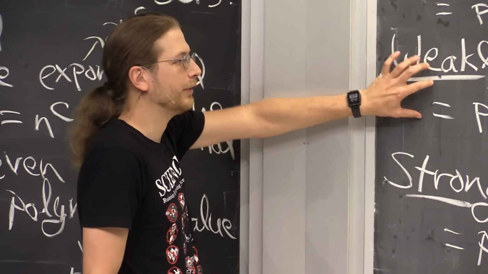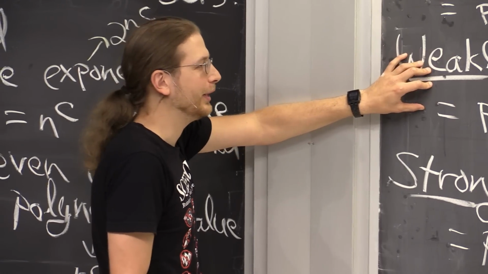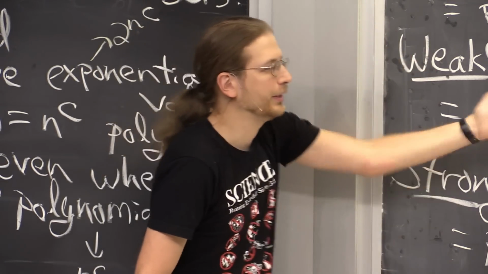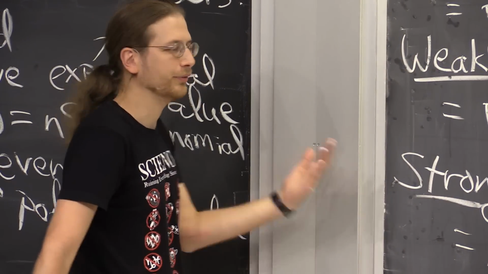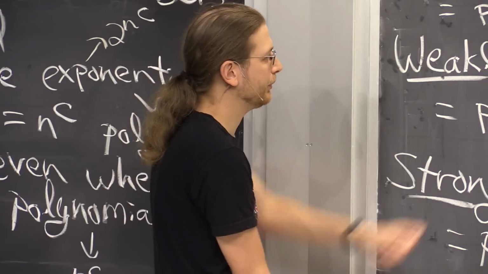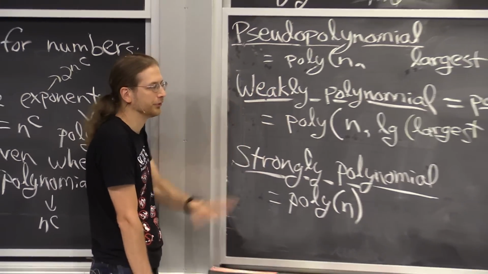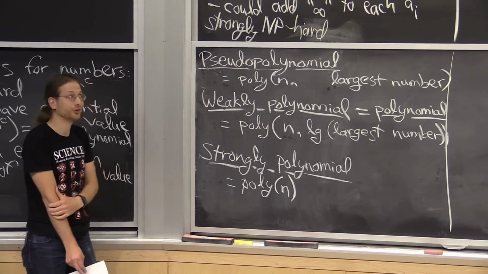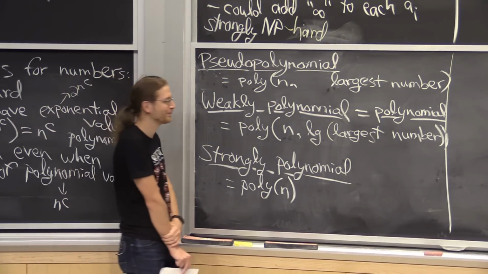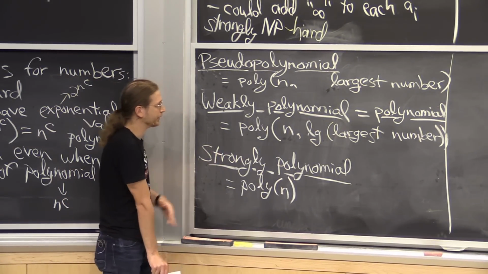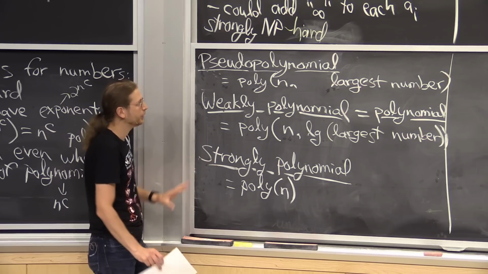Here, you don't have to be so careful about the model because for any reasonable encoding, you can read it and do whatever you want with it. If you don't care about the exponent in the polynomial, all models are equivalent, if you believe the strong Church-Turing thesis, anyway. This one you have to be a little more careful about what the model is.